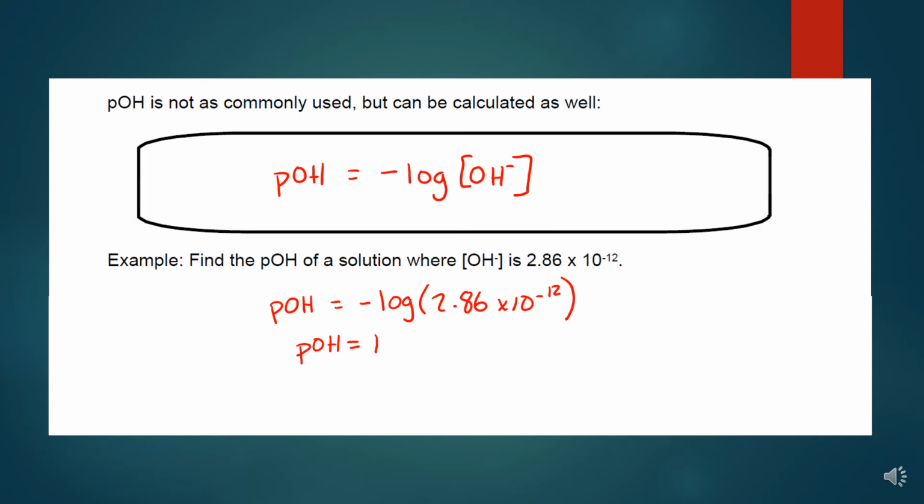And this time I get 11.544. We're looking at 3 decimal places for 3 sig figs.